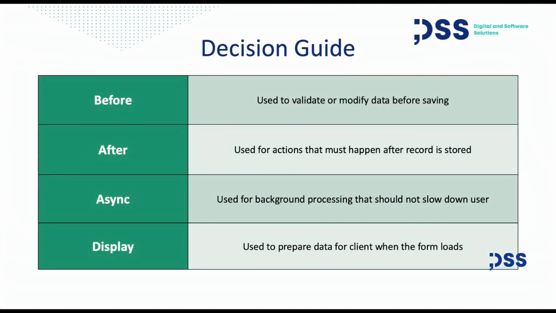Let's quickly summarize when to use each business rule type. Before is used to validate or modify data before saving. After is used for actions that must happen after the record is stored. Async is used for background processing that should not slow down the user, and display is used to prepare data for the client when the form loads.